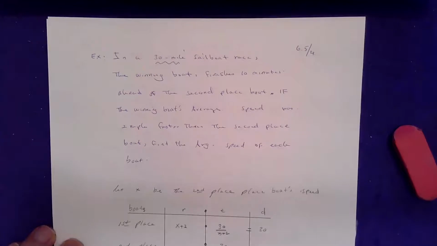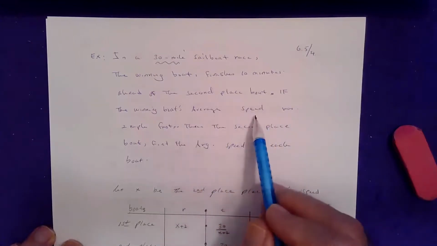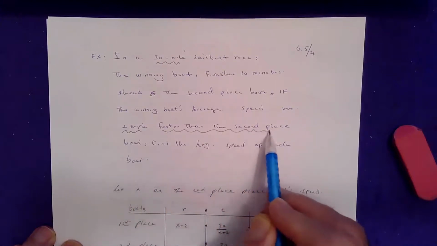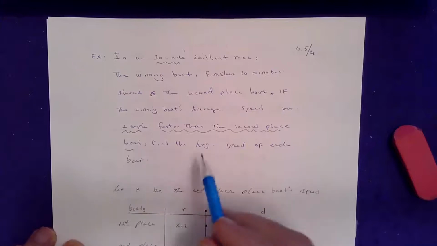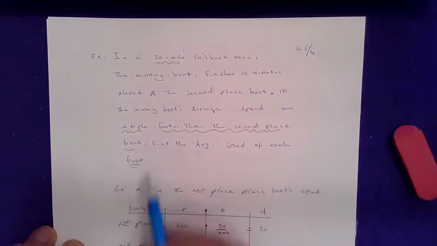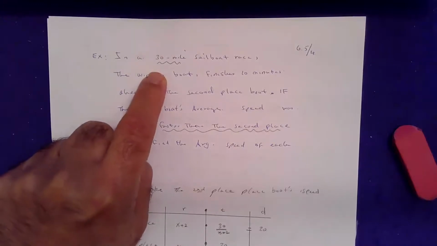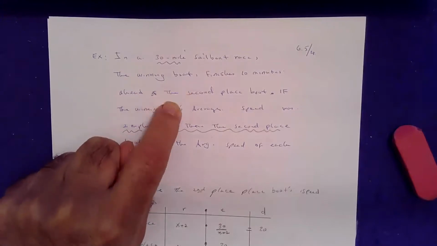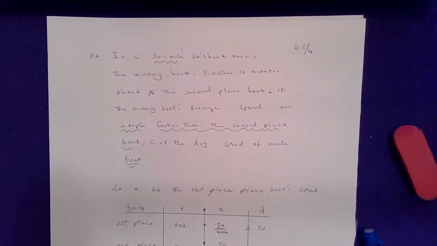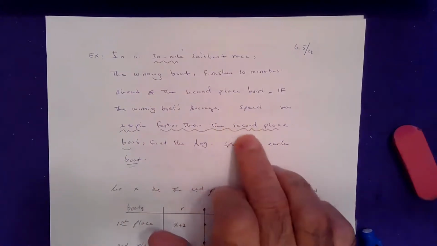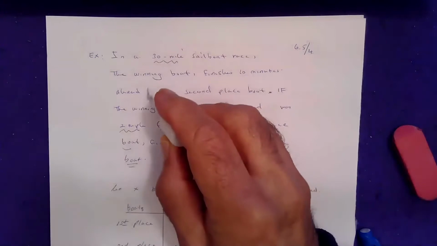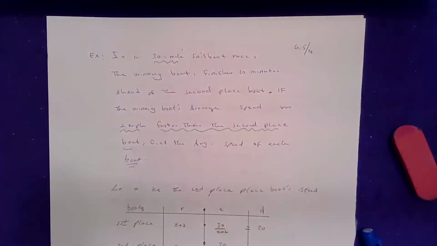Okay, so if the winning boat's average speed was 2 miles per hour faster than the second place boat, find the average speed of each boat. So once again, there was a 30-mile sailboat race. The winning boat finishes 10 minutes ahead of the second boat. If the winning boat's average speed was 2 miles per hour faster than the second boat, find the average speed of each boat. All right, so how would you do this problem?